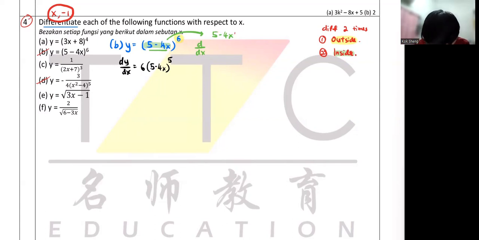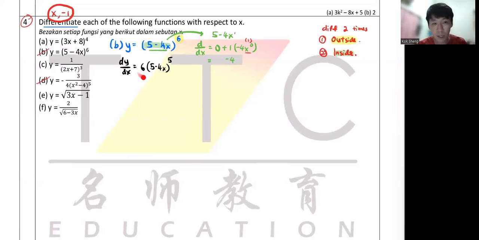So we can start already. The 5 becomes 0, okay? And the next one will be 1 times negative 4x, and the power 1 itself needs to minus 1. So 0, you can just keep it. 1 times negative 4, you get negative 4. And then the x power 0, you get 1. So this is the inside.